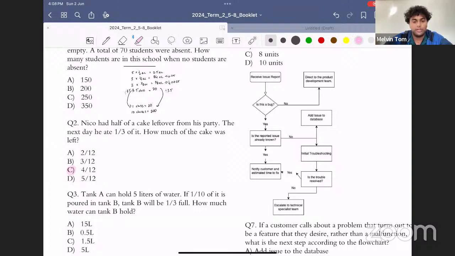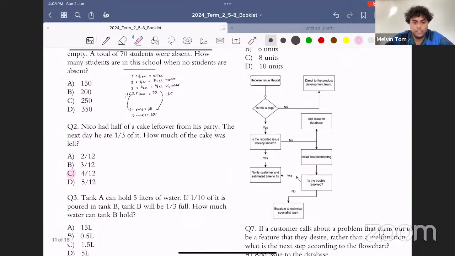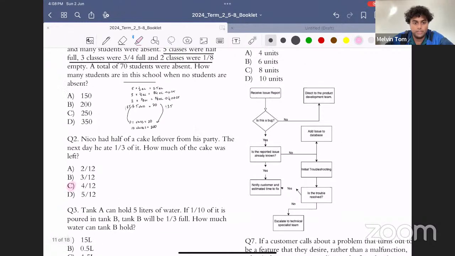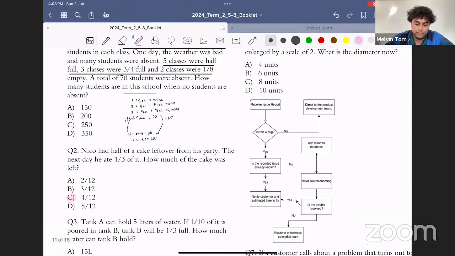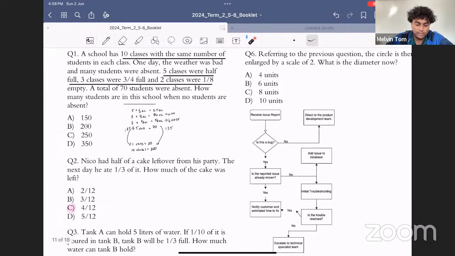Oh, sorry, there's a question. Melvin asks, if there's 1/4 empty, then 3/4 would be full, not empty. The question says 3 classes were 3/4 full, and we were trying to figure out all the empty ones. So that's why we did 3 times 1/4.